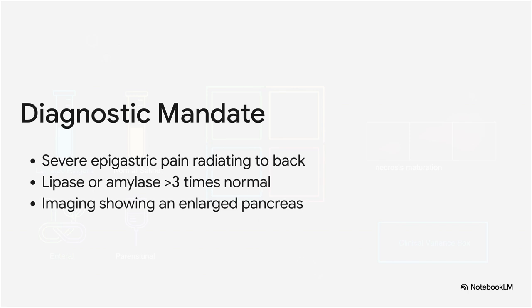And third, cross-sectional imaging confirmation. We're talking ultrasound or a contrast-enhanced CT showing an enlarged pancreas, peripancreatic fluid, or fat stranding. Remember, you strictly need 2 out of 3. Please, do not demand a CT scan if the clinical and lab criteria are already met.